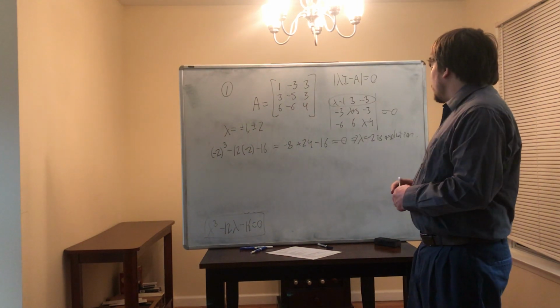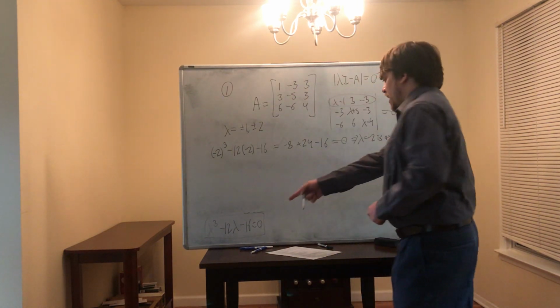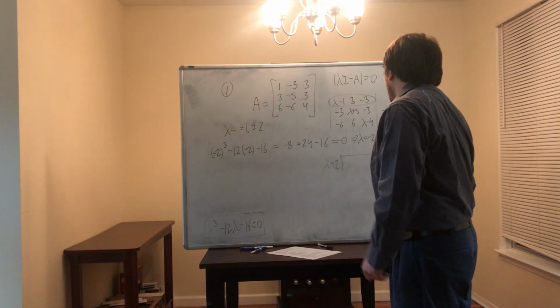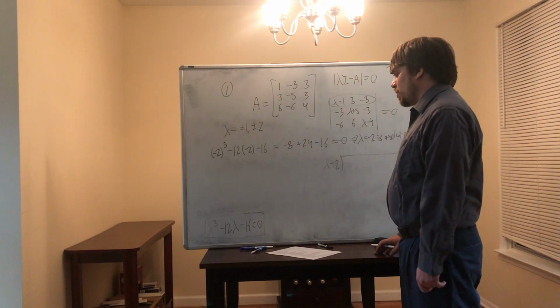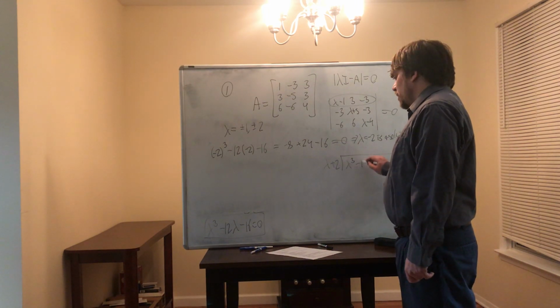And so if lambda equals negative 2 is a solution, that means lambda plus 2 divides the polynomial on the left side. So I'm going to divide that polynomial by lambda plus 2 because lambda equals negative 2 is a solution.